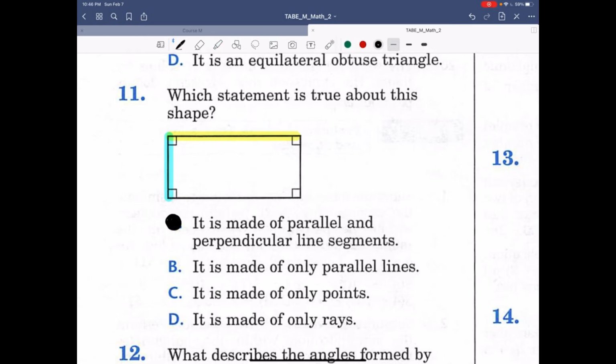It is made of only parallel lines. Nope, because these intersect right there. It is made of only points. Nope, because I see line segments. It is made only of rays. It has no rays. Remember what a ray looks like. A ray has a point on one end, but an arrow on the other. So number 11 is A.